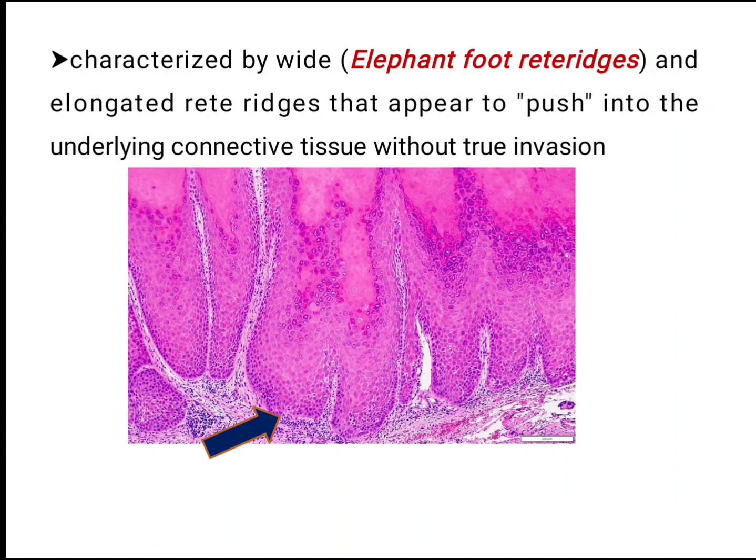It is characterized by wide and elongated rete ridges that appear to push into the underlying connective tissue without true invasion. True invasion we won't see. What we will see are broad rete ridges pushing into the underlying connective tissue, but microscopically we won't see a break in the basement membrane. There will be an intact basement membrane.